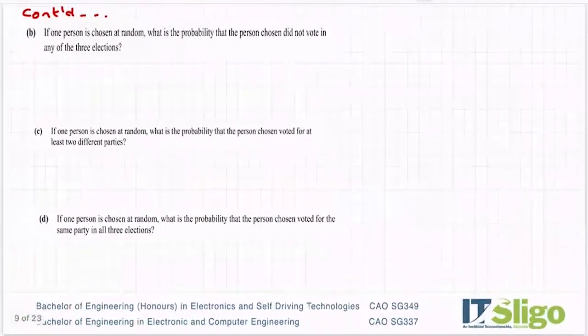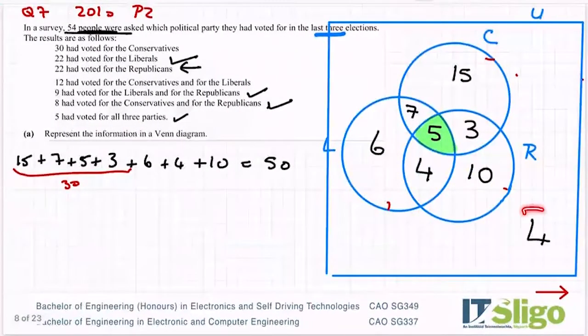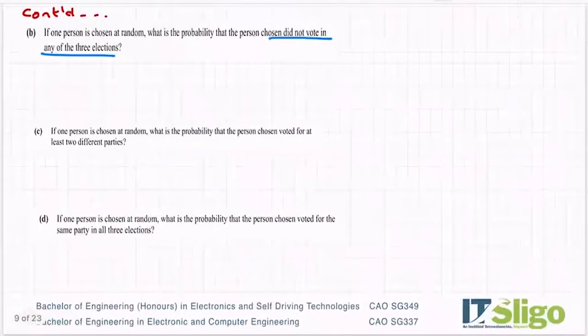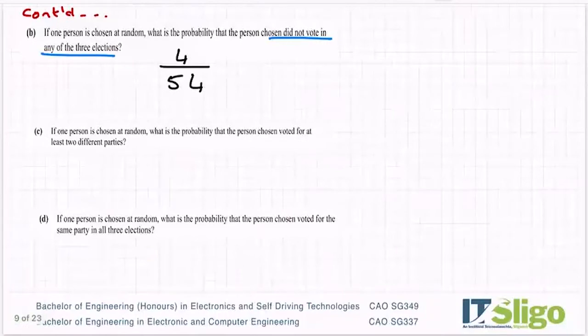So what kind of questions do they ask of it? If one person is chosen at random, what is the probability that the person chosen did not vote in any of the 3 elections? Well, that's those people that sit outside of the Conservative, the Liberal and the Republican circles. So it's 4 people. You don't put down 4, because probability is always a number between 0 and 1. So it's 4 people out of the 54 people that were surveyed. Probability is normally written as a fraction. So 4 out of 54, or of course you can write it as 2/27 if you reduce it down.